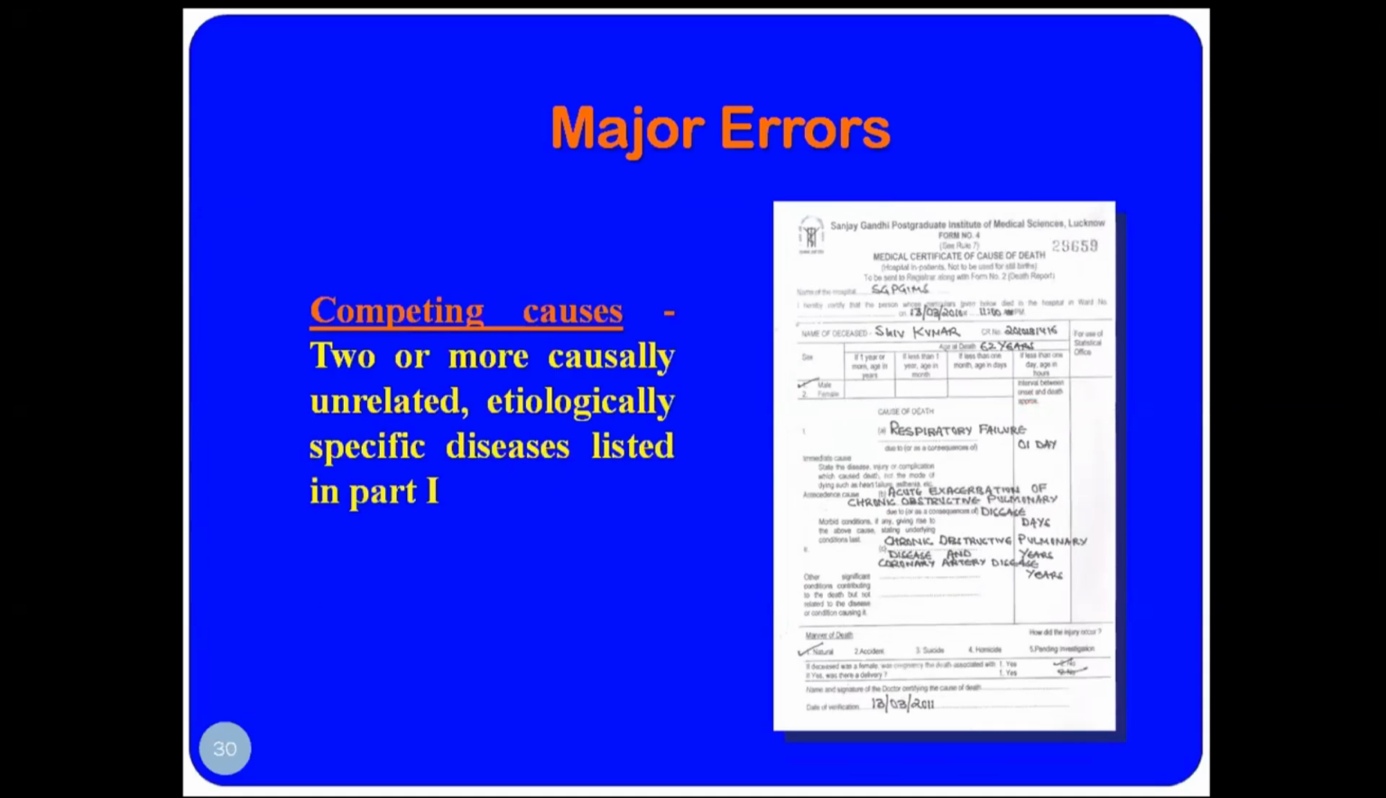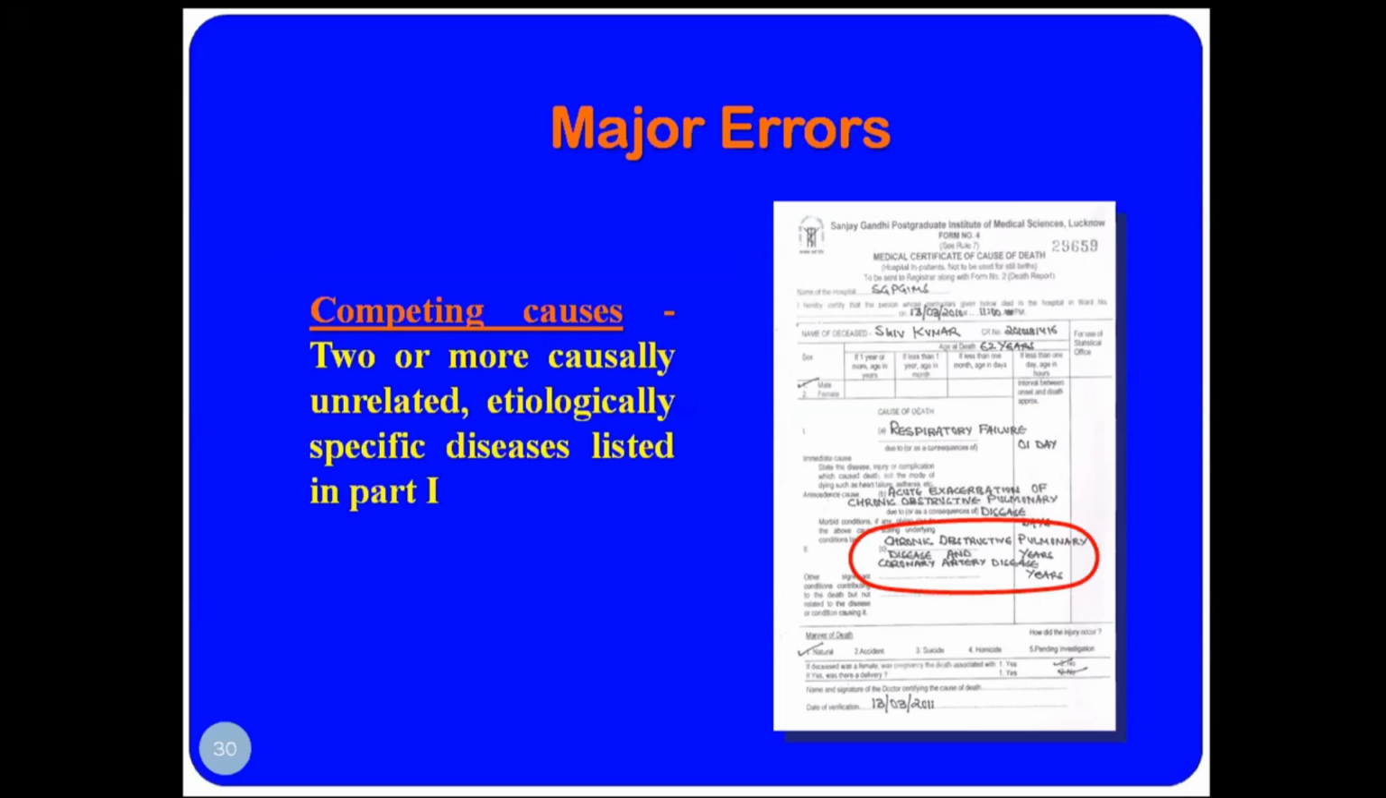Two or more causally unrelated, etiologically specific diseases. You look here, chronic obstructive pulmonary disease and CAD. And then if you look at the antecedents, acute exacerbation of COPD. So CAD has got no meaning. Now, when this certificate is being analyzed by a non-medical person, a statistician, he gets confused whether it is COPD or CAD, and he may fill the coding for CAD. And what is the antecedent? Acute exacerbation of COPD. Improper sequencing. And ultimately he died of respiratory failure.